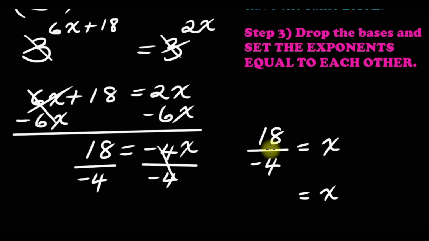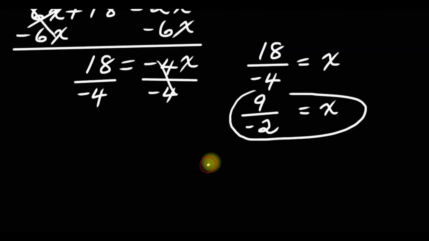Okay, so your greatest common factor is 2. We're going to divide each number by 2. So that's going to give us 9 over negative 2. So here we can rewrite what x is. So x is going to be negative 9 over 2.